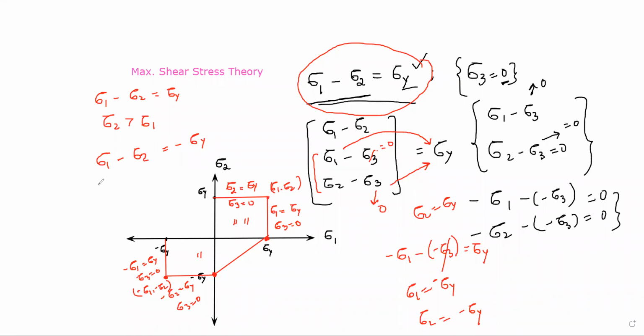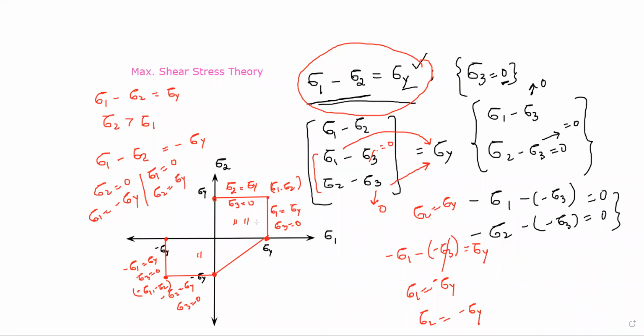Now do it again. When sigma 2 is equal to 0, then sigma 1 is equal to minus sigma y. So that point is over here. This is the point at which sigma 2 is 0 and sigma 1 is equal to minus sigma y. One point is here. Now assume when sigma 1 is equal to 0, sigma 2 is equal to sigma y. The point is over here.